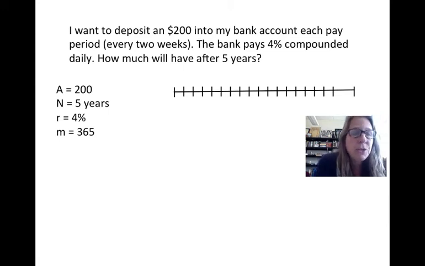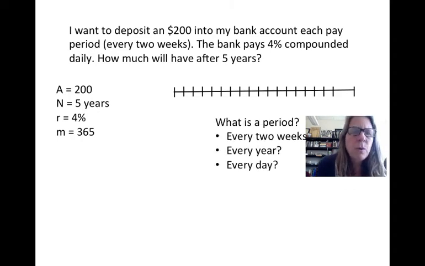We have A is $200 every 2 weeks. It's for 5 years. The R value is 4%, and the M is 365. Now, we know we're going to use R because of this word compounded here. So we know that's what we're going to be using. So now we need to say, well, what else do we need to do?